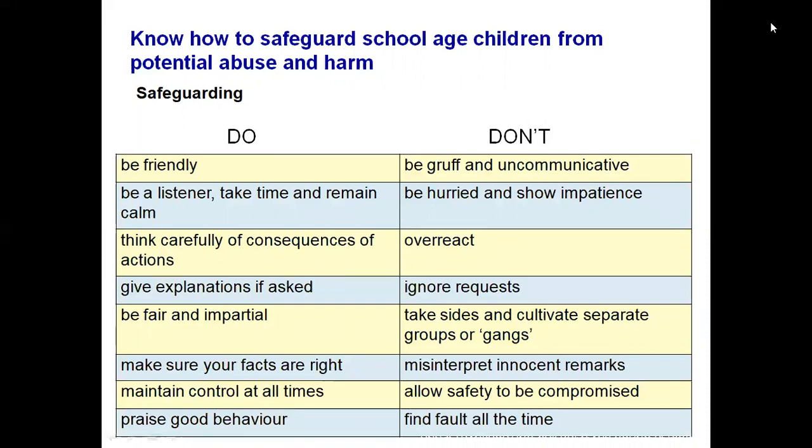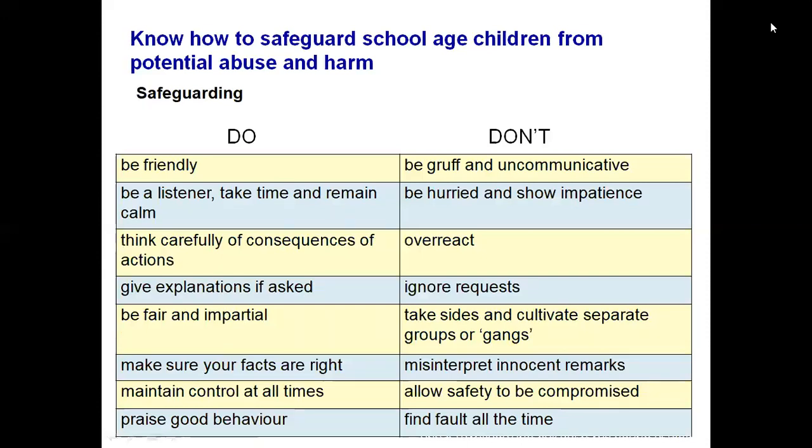Don't ignore requests. Now, some requests you may need to ignore. Well, I say ignore, not carry out, such as, can you stop for crisps and a fizzy drink? You would explain to the child, you cannot stop because you need to get them to school on time, etc. Be fair and impartial. So don't take sides. If you take sides, you will cultivate a gang situation.